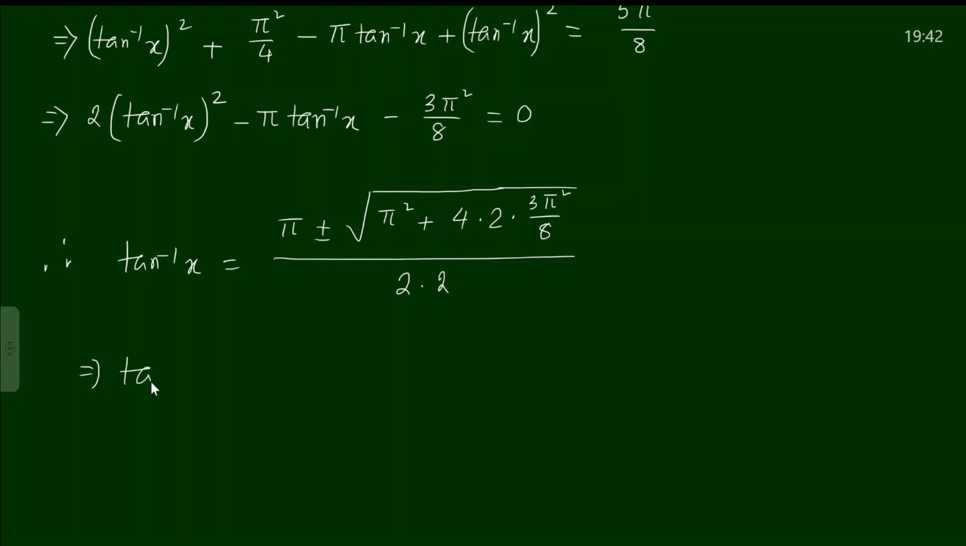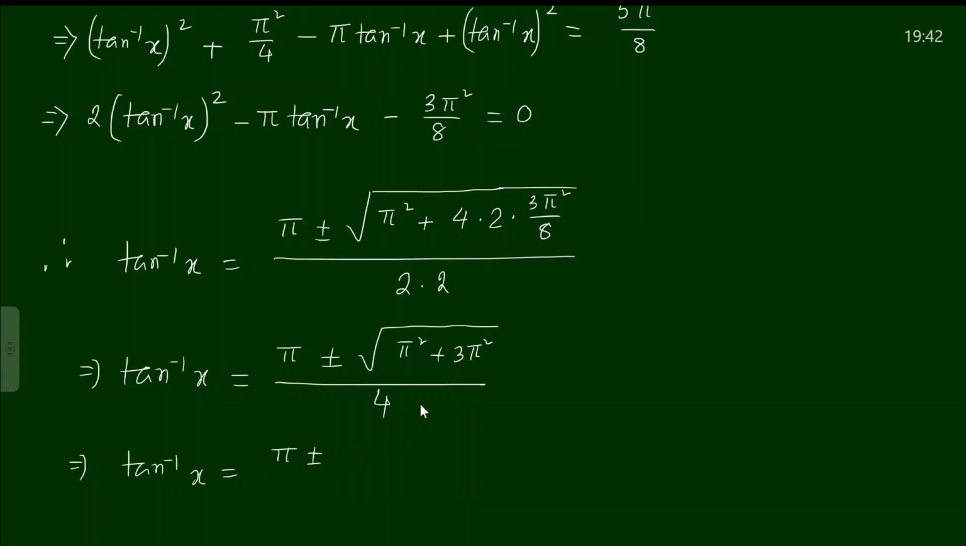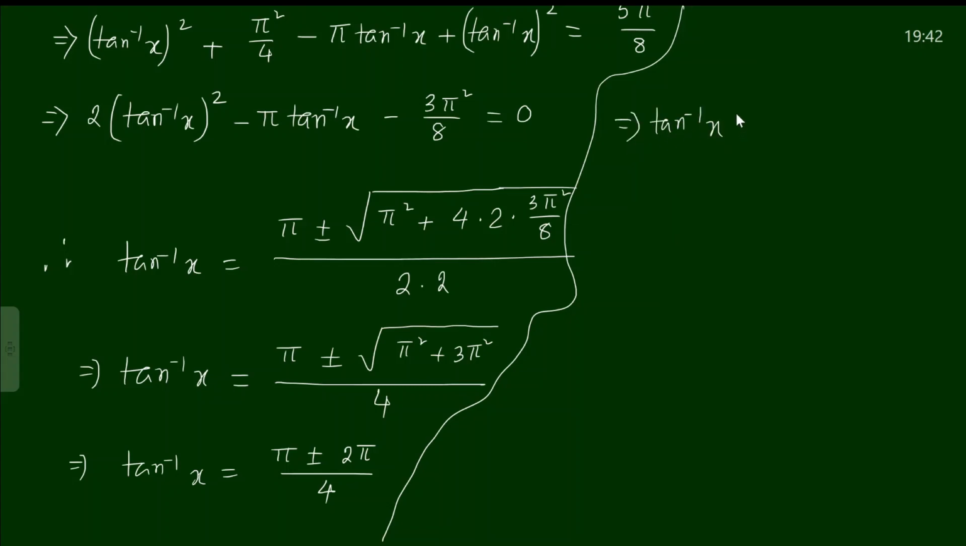And this implies tan inverse of x will be equal to this pi is already here, plus or minus root over, you see here pi square and 8 cancel, plus 3 pi square only, and whole terms divided by 4. And this implies tan inverse x is equal to pi plus or minus root of 4 pi square, it is simply 2 pi, divided by 4. Now considering the positive sign and the negative sign, one of the solutions is, if we consider the negative sign, then it is pi minus 2 pi, that is minus pi by 4. And the second solution, considering the positive sign, is 3 pi by 4.